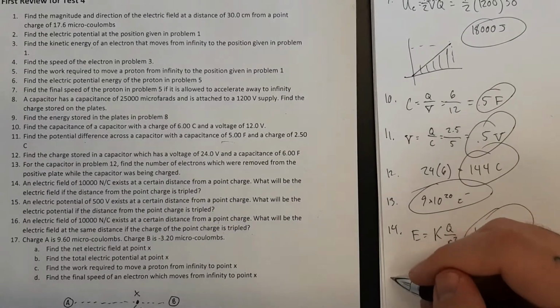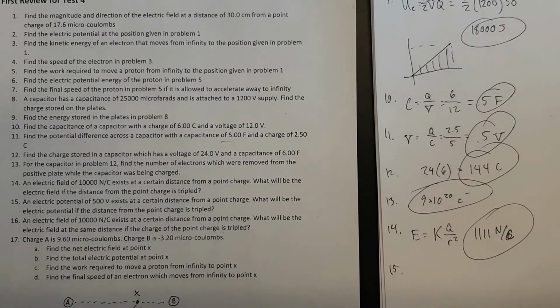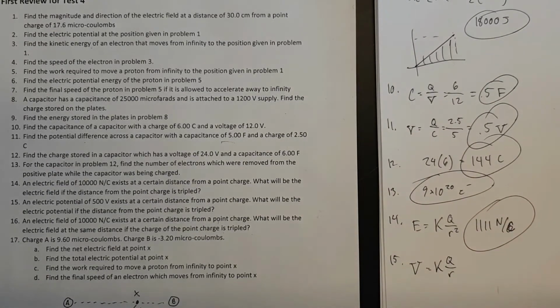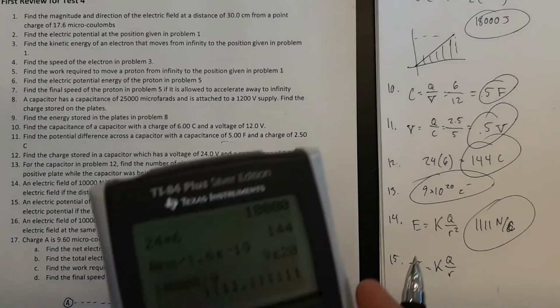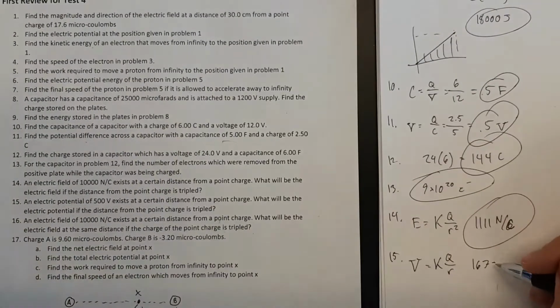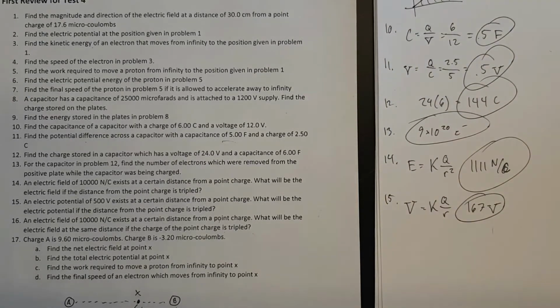15. The electric potential of 500 volts exists at a certain distance from a point charge. What will be the electric potential if the distance from the point charge is tripled? So with voltage, we've instead got KQ over R, no squared. Because there isn't a squared there, it's just an inverse relationship, not an inverse square relationship. So as you triple your radius, it's just going to cut your voltage by 3. So 500 over 3, we end up with 167 volts. It got cut into thirds. No squared in the formula, which means you don't need to square the change.